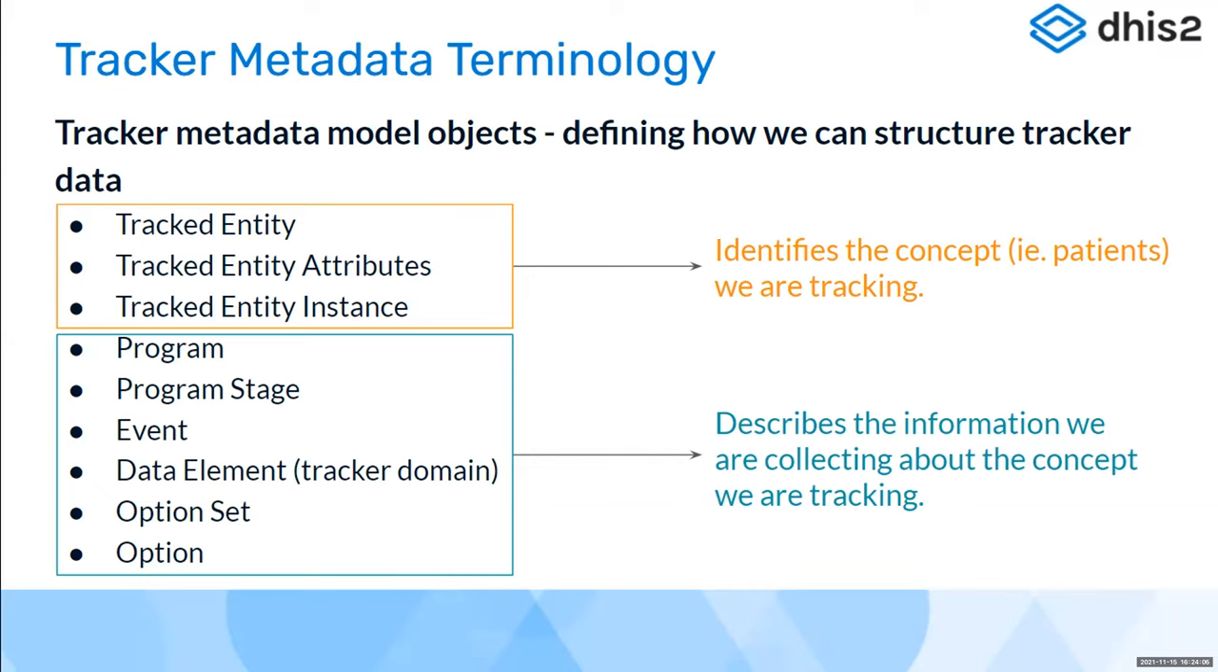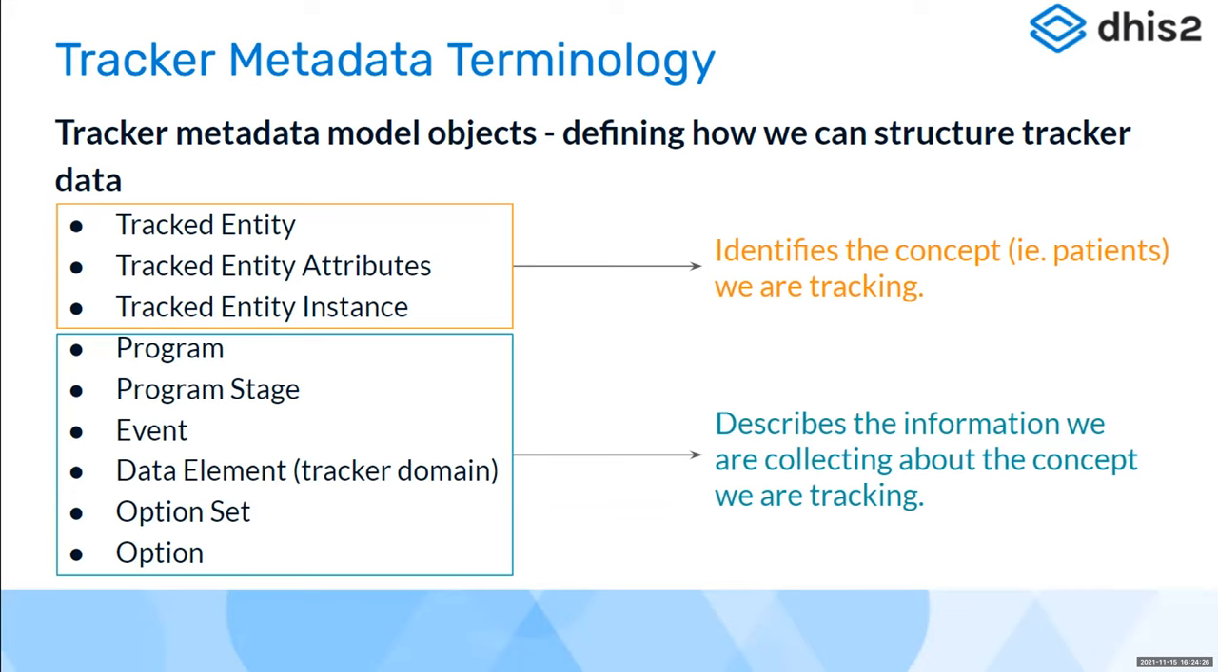So once you're clear that, okay, I'm tracking people, then you need to identify those people who are being tracked. And this is where the tracked entity attributes come in. So these are what define the tracked entity, or more or less give out the characteristics of the tracked entity.